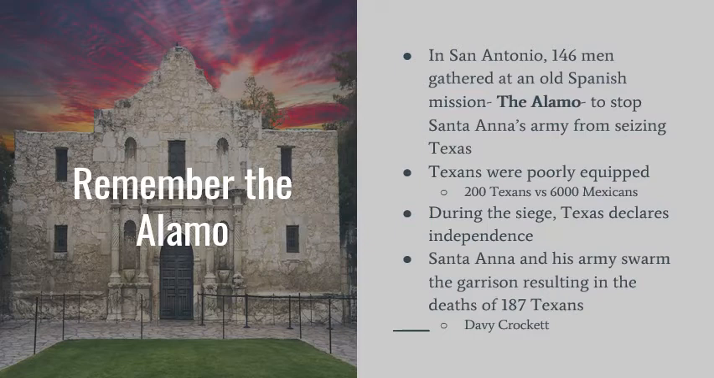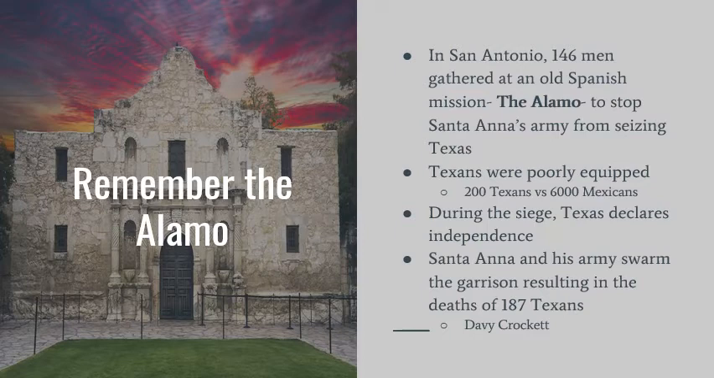In February of 1836, 146 American or Texan men gathered at the old Spanish mission, the Alamo, to stop Santa Anna's army from seizing Texas. The Texans were poorly equipped. There were only 200 Texans versus the 6,000 troops Santa Anna brought in.